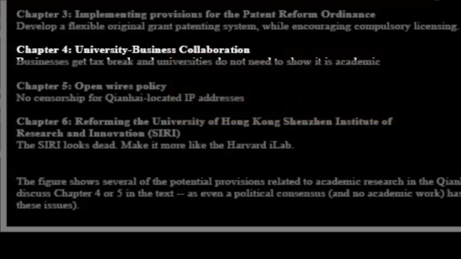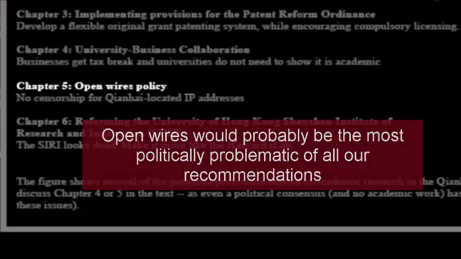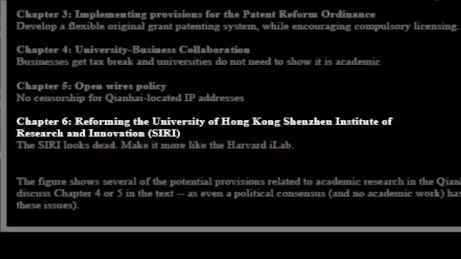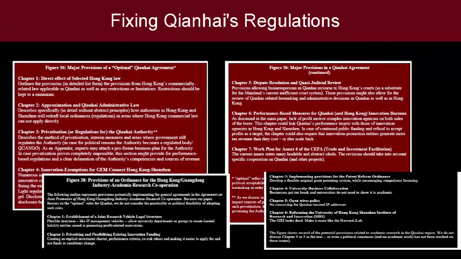We advocate the relaxation of current requirements that university research be academic. We might advocate an open wires policy for Qianhai, such that residents or workers in Qianhai would not be protected from China's Great Internet Wall. And we outline reforms to already existing cooperation, such as that establishing the University of Hong Kong Shenzhen Institute of Research and Innovation. In theory, nothing stops Shenzhen or Hong Kong's governments from adopting these regulatory reforms.